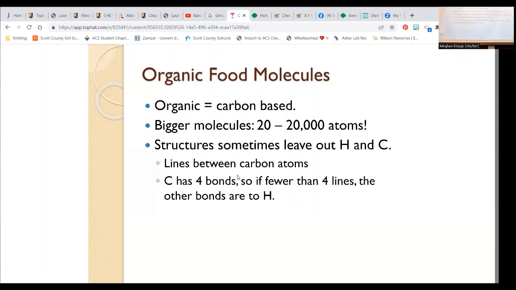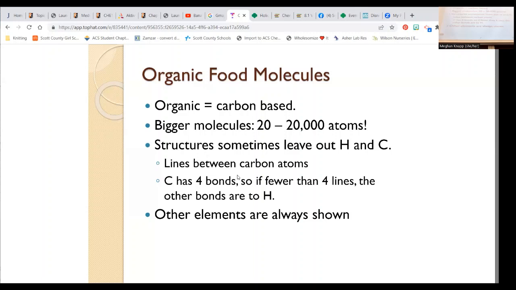If it's an element other than carbon or hydrogen, it is always shown. So usually that's going to be oxygen. Sometimes we'll see nitrogen and a little bit of sulfur and phosphorus, but usually it will be oxygen. Now, if there's a hydrogen that's attached to the oxygen instead of the carbon, we'll usually write that one, because then we're not counting up how many bonds carbon has.